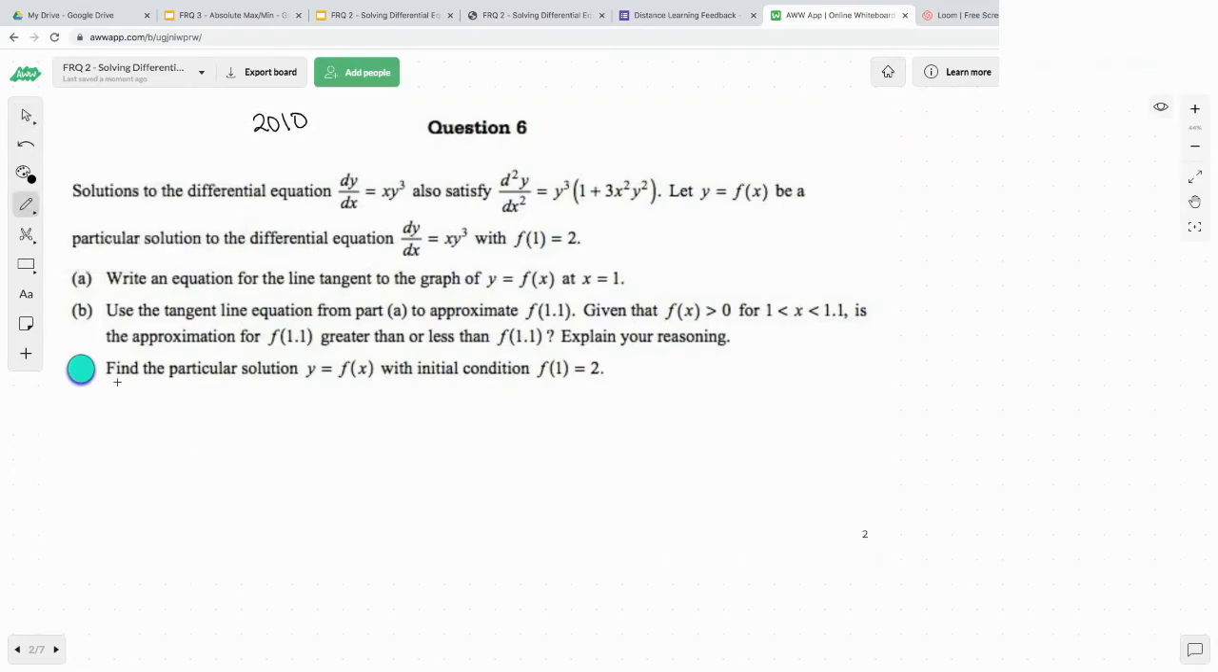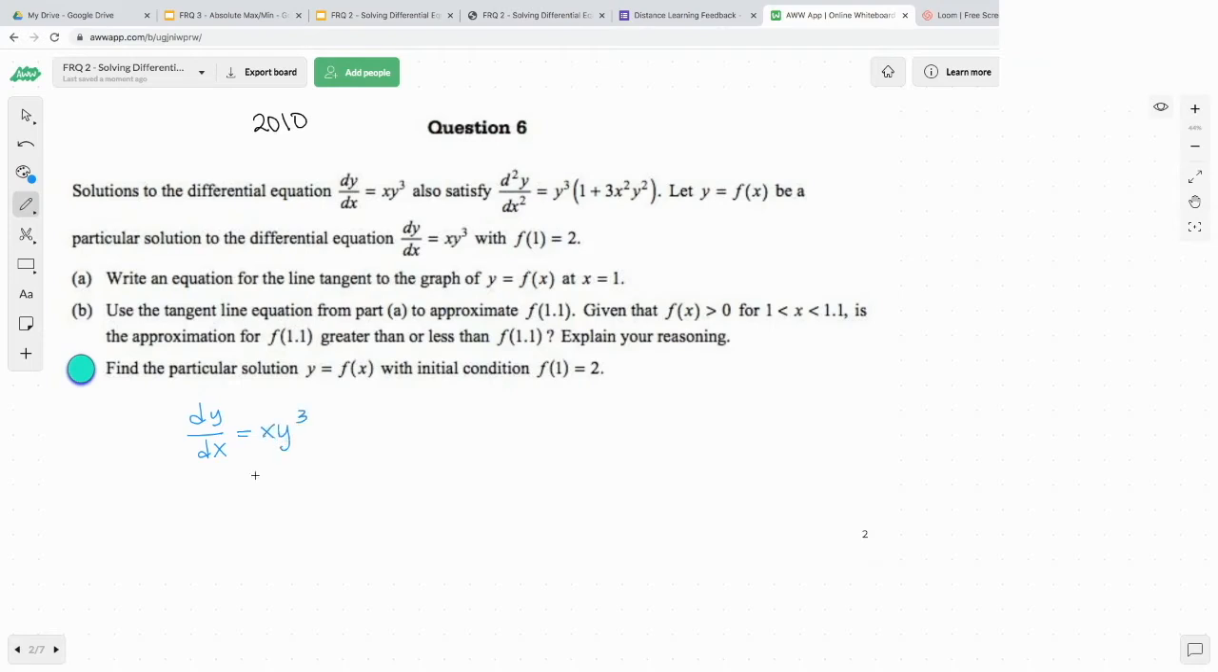So in this question, we're gonna focus on sub-question C, which is about differential equations. It says find the particular solution f of x with initial condition f of 1 equals 2. So we are given the differential equation right here. You're just going to go ahead and solve it for f of x. So dy over dx equals x times y cubed.